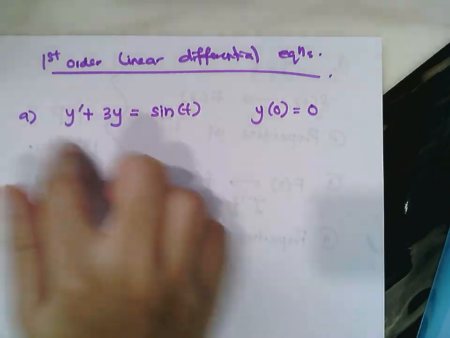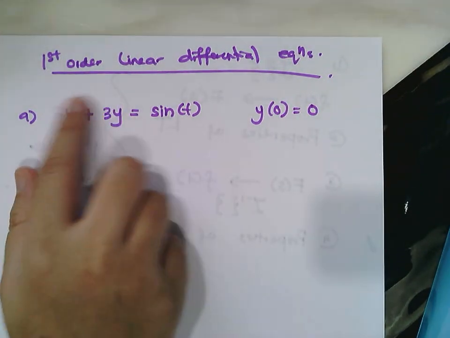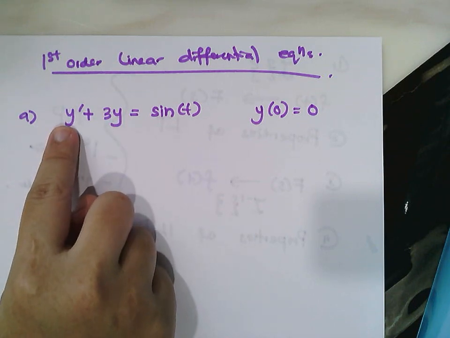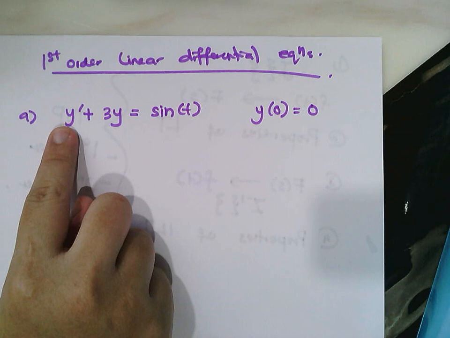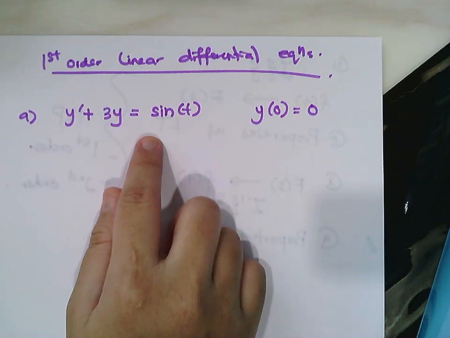So why is this one called first order? Because the highest degree for dy/dx is 1, which is this one, y' or dy/dx. Okay, so how to solve this first order by using Laplace transform?